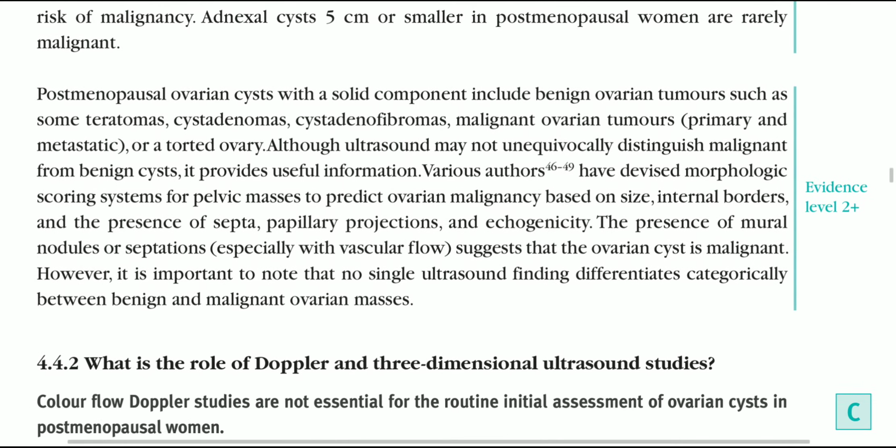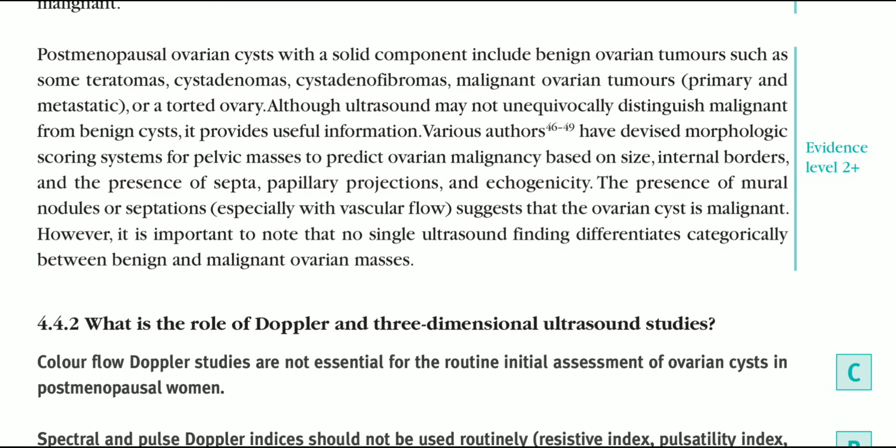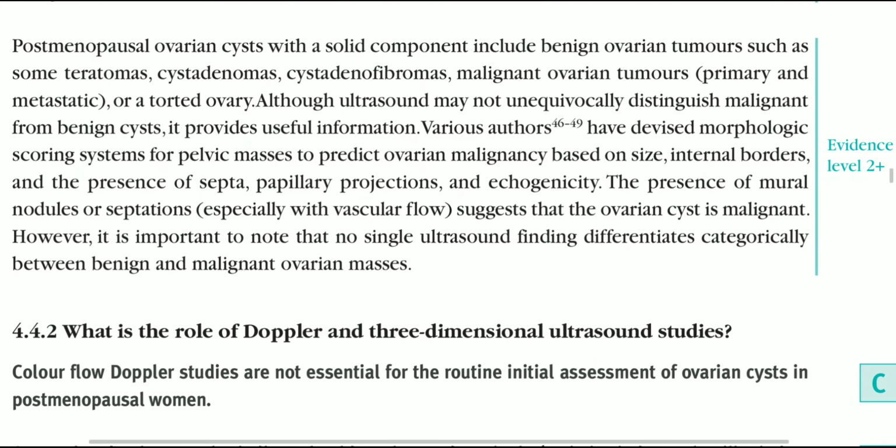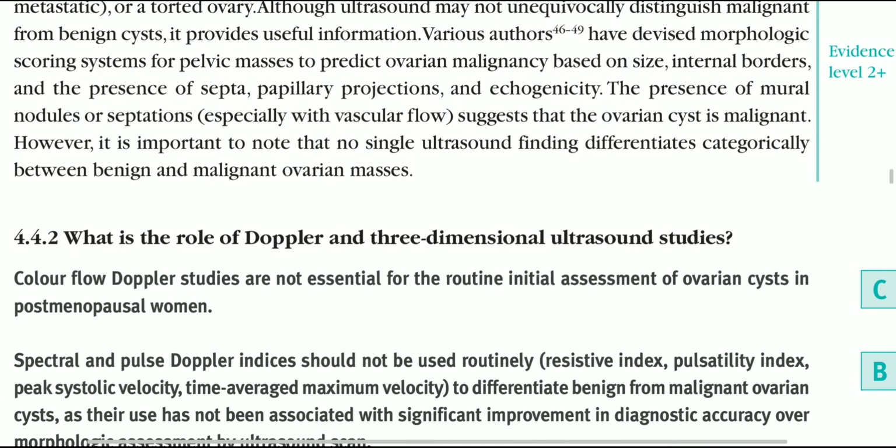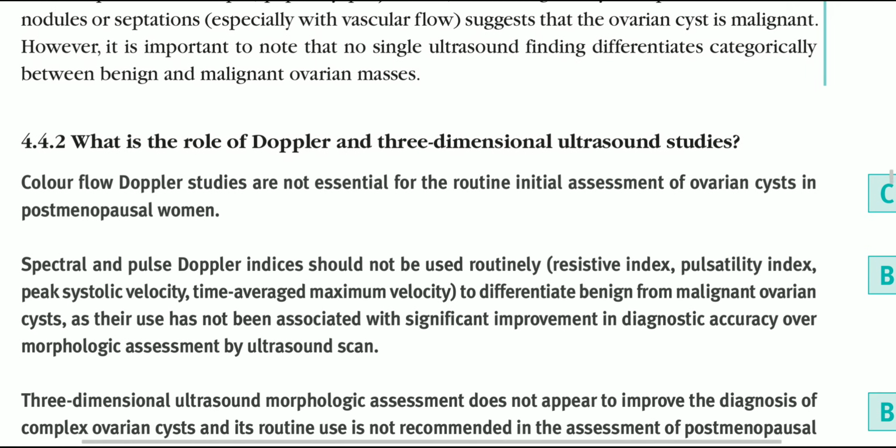And here in this paragraph, the important thing is what the types of complex tumor in postmenopausal women are. Postmenopausal ovarian cysts with a solid component include benign ovarian tumors such as some teratoma, cystadenoma, cystadenofibroma, and malignant ovarian tumors, primary and metastatic.